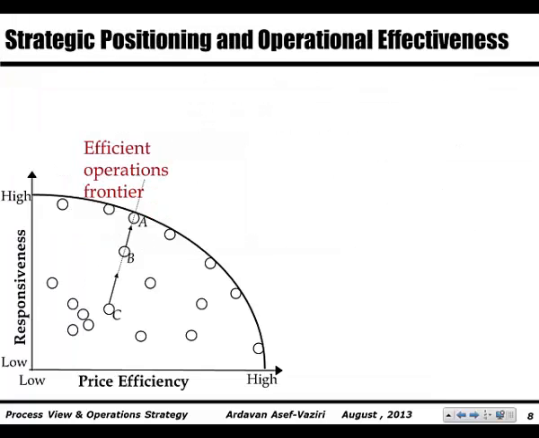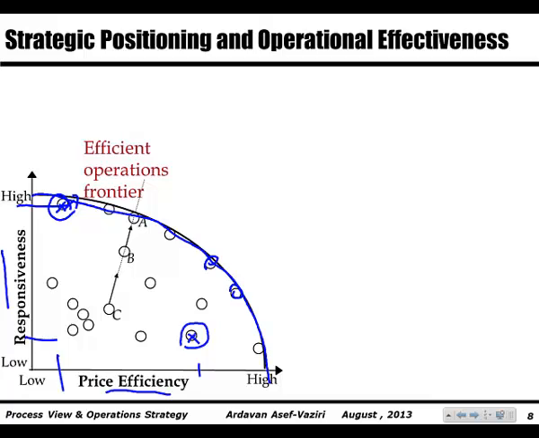So now look at this two-dimensional space. This one is price efficiency, this one is responsiveness. This product is much more expensive than this product. Price efficiency of this one is high, price efficiency of this one is low. But responsiveness of this one is very high and responsiveness of this one is very low. This company is almost a world-class organization. This one, no. And this is the efficient frontier.